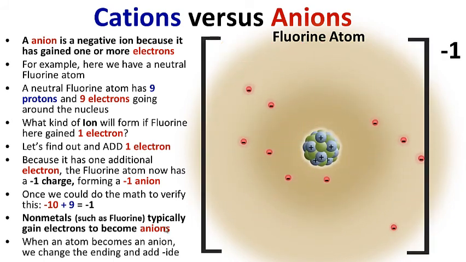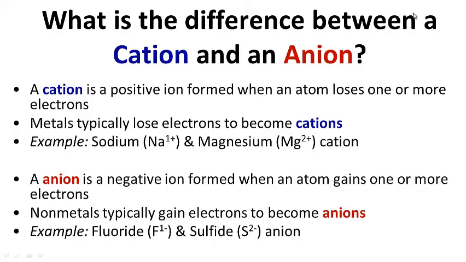So when an atom becomes an anion, we change the ending and add "ide" to it. So we have a fluoride atom here now. So it becomes a fluoride ion, or with a -1 charge. So for your notes, what is the difference between a cation and an anion? Okay, go ahead and pause this while you write. I'm going to move on here.